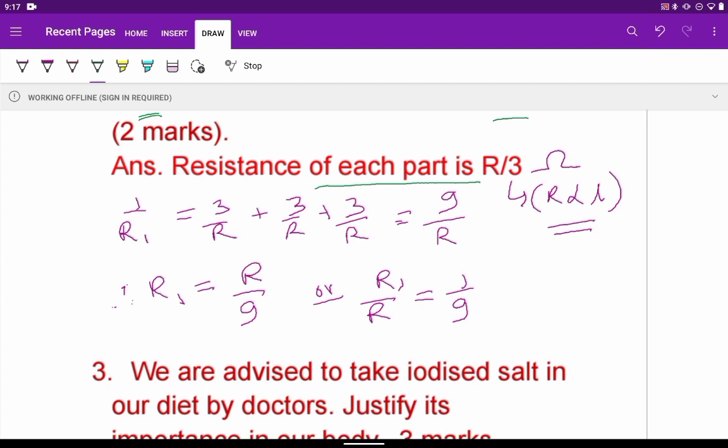So R1 is R by 9. Take the reciprocal on both sides, for this and this. 1 by R1 is equal to 9 by R. So R1 equals R by 9. Or if we shift R here, we get R1 by R equal to 1 by 9. So this is the ratio they have asked. When you do both the things, you can score 2 marks for this part.